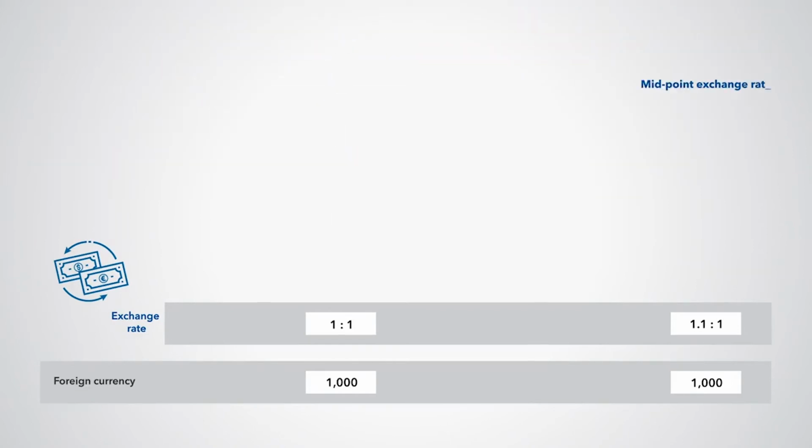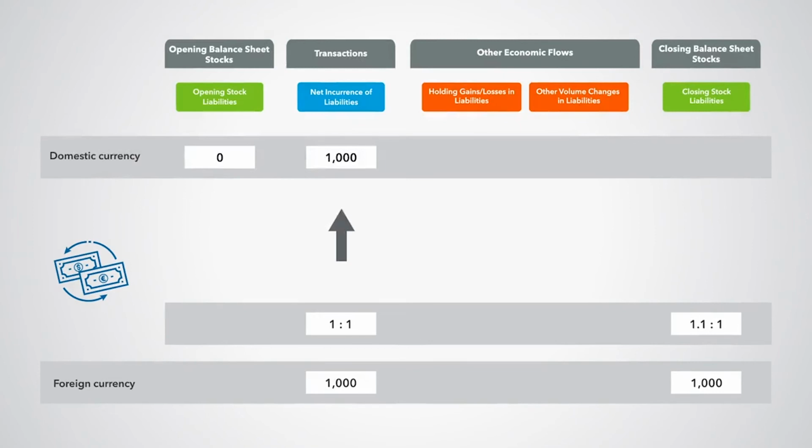This other midpoint exchange rate was calculated at the end of the period based on the buy rate of 1.2 cubes per rupee and a sell rate of 1 cube per rupee, so the midpoint exchange rate has changed to 1.1 cubes to 1 rupee. Therefore, assuming transactions other than issuing the bond were zero during the period, that is, ignoring interest accrual, we should record this liability as worth 1,100 cubes on the closing balance sheet. Note the exchange rate change leads to a holding loss.